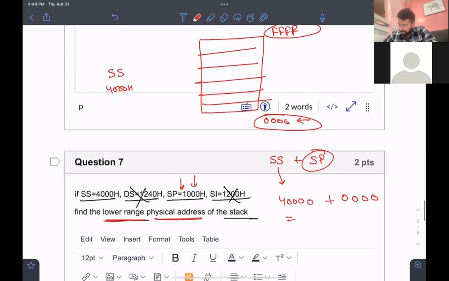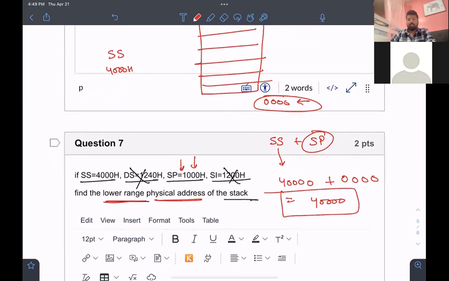So when we add them together, we get 40,000. That'll be the lowest possible physical address in the stack.